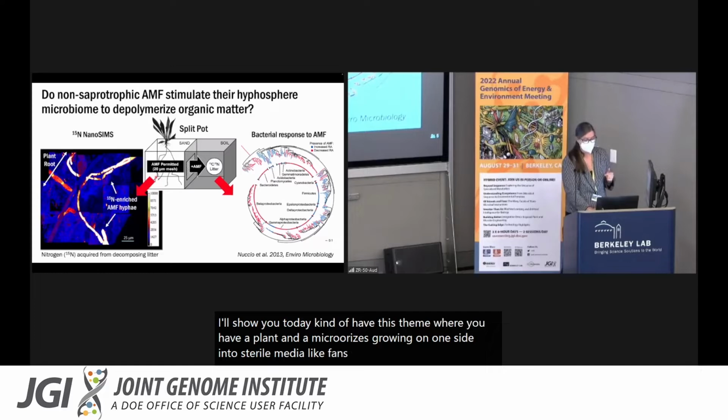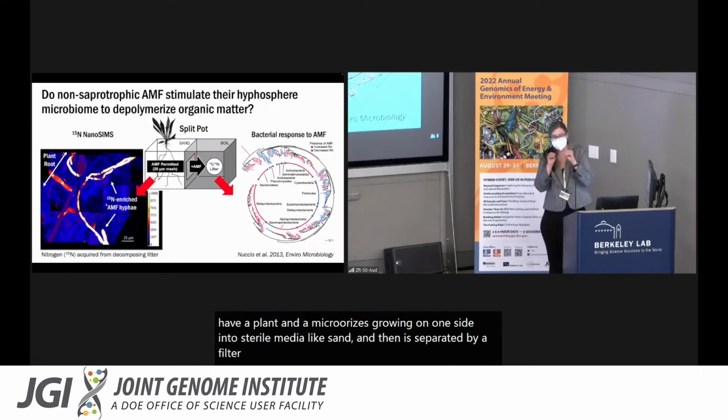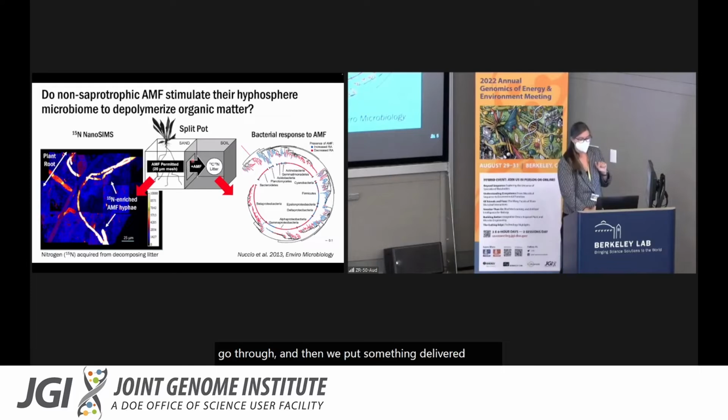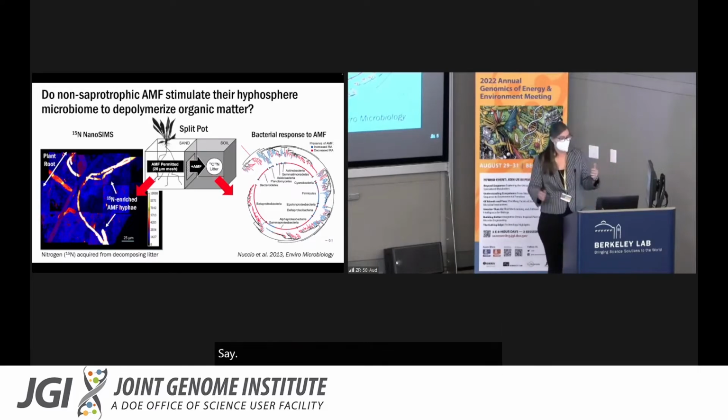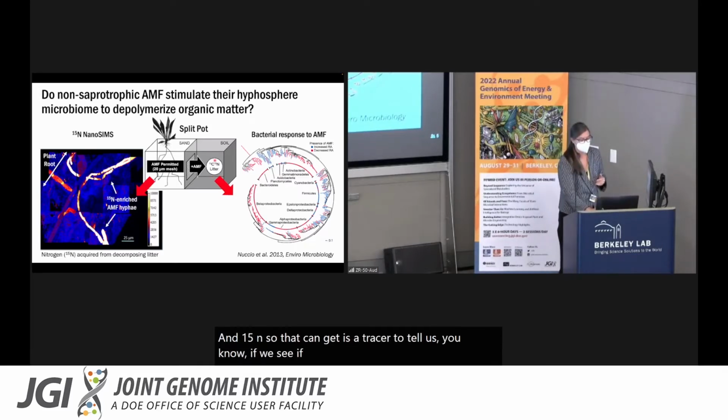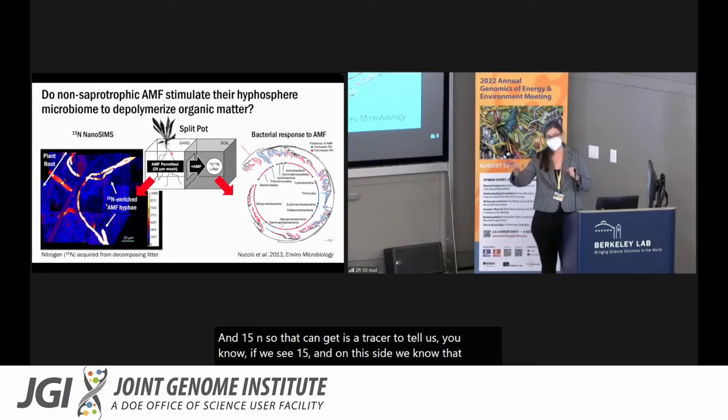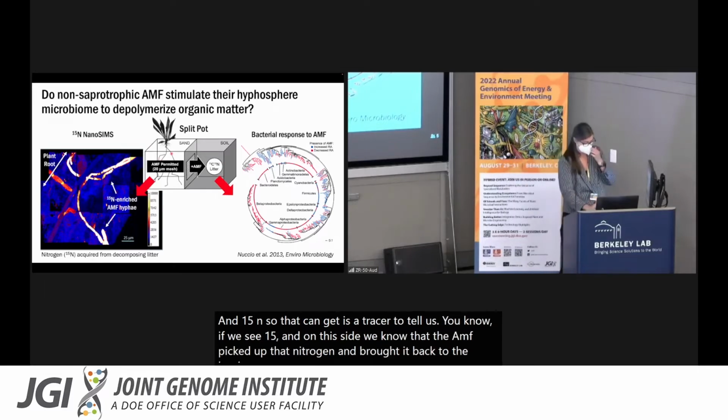sand, and then it is separated by a filter that only those small little AMF can go through. And then we put something delicious on the other side, say litter. And in this case, this litter is labeled with 13C and 15N. So that is a tracer to tell us, if we see 15N on this side, we know that the AMF picked up that nitrogen and brought it back to the host.